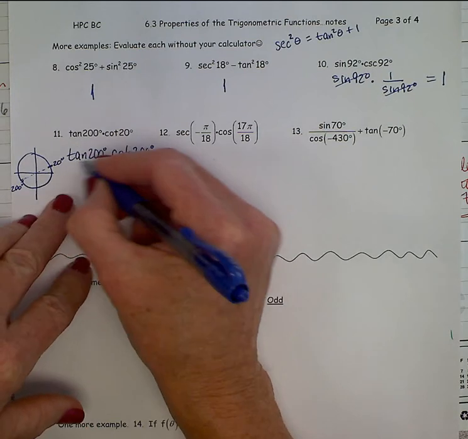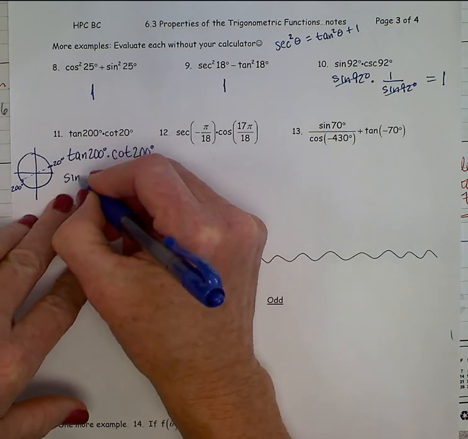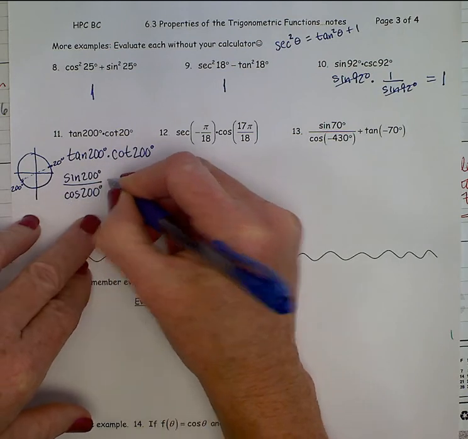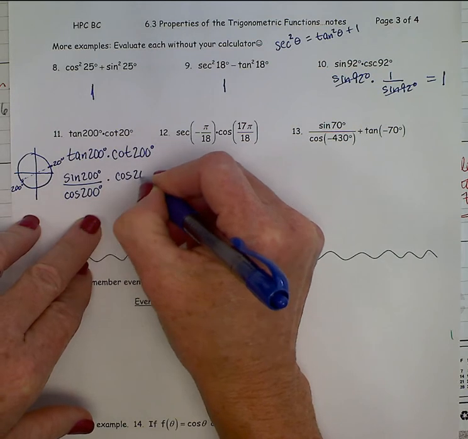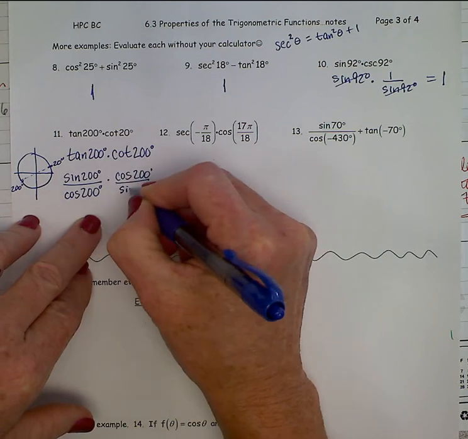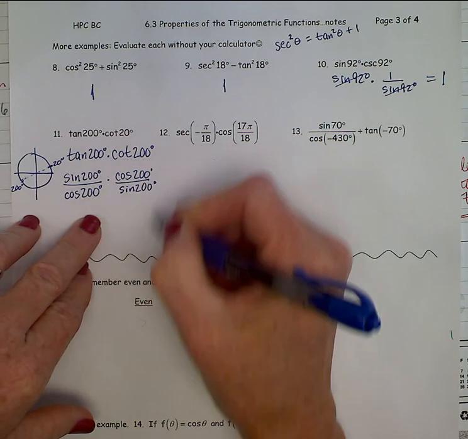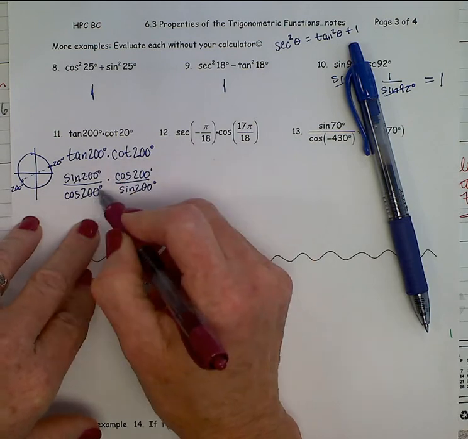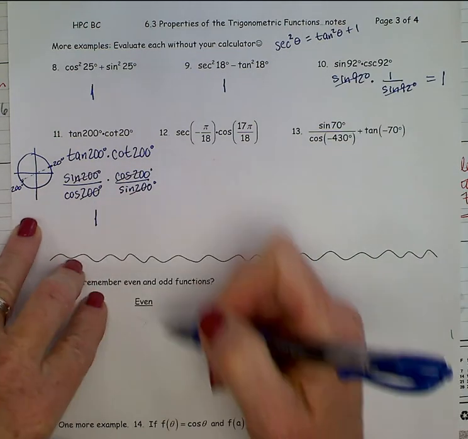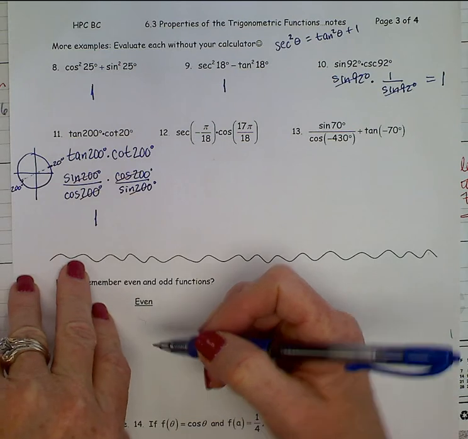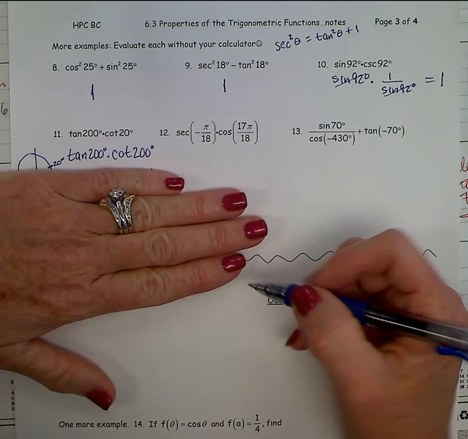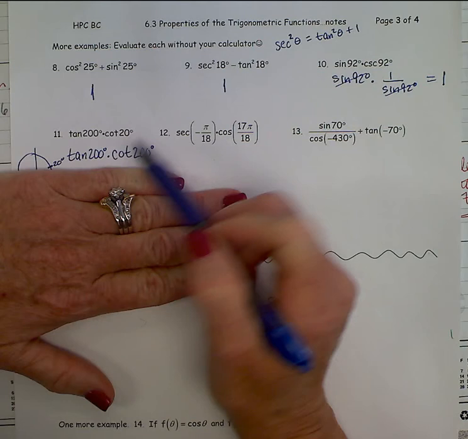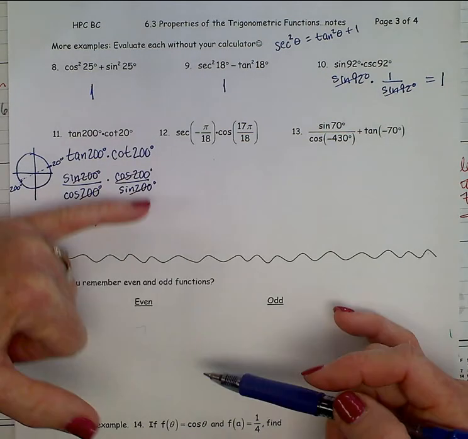All right, now it might be helpful if you could write this as the sine of 200 divided by cosine of 200, times cosine 200 divided by sine of 200. Oh, look at these. These all cancel out, and we are left with 1. Okay, if you happen to remember that tangent and cotangent are reciprocals of each other, and anytime you multiply 2 reciprocals, you get 1, that's perfectly fine. You can get away with not writing that line.